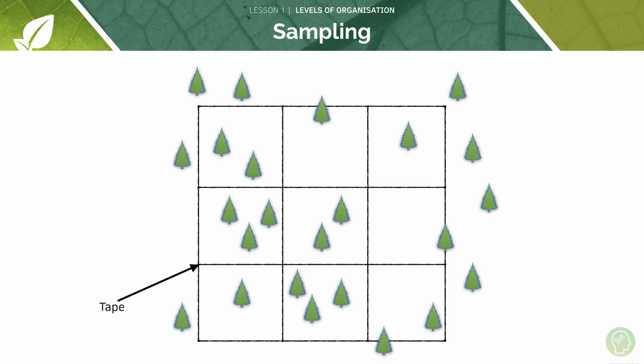So, for example, here, we might lay out tape like the axes of a graph, so kind of like, I'm really bad at drawing straight lines, but let's go for it. So, kind of like an x and y axis of a graph. And then let's say your random number generator comes up with 50 meters along the x and 100 meters along the y, then that would be where you placed your quadrat, for example.